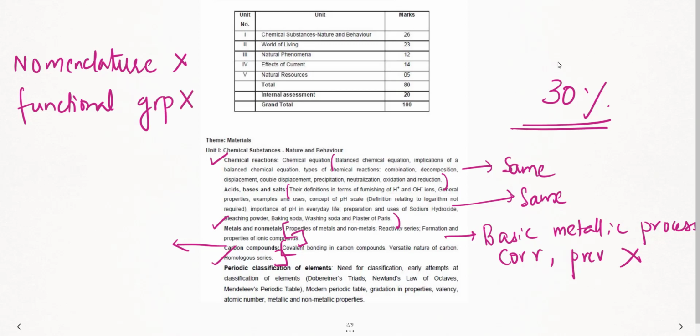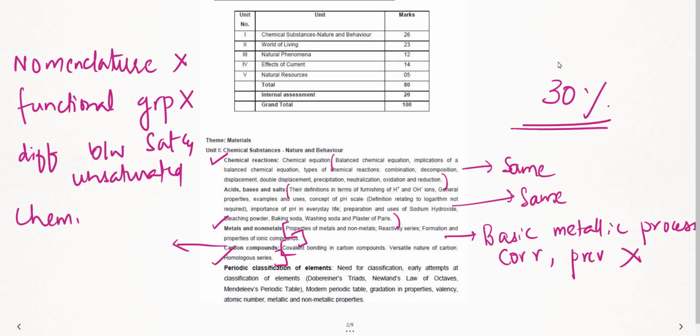Aldehydes are not there. Next, differences between saturated and unsaturated compounds. This topic also is not there. Okay, this is fine. Yes. After that, they have also taken out the last topic, chemical properties of carbon compounds.